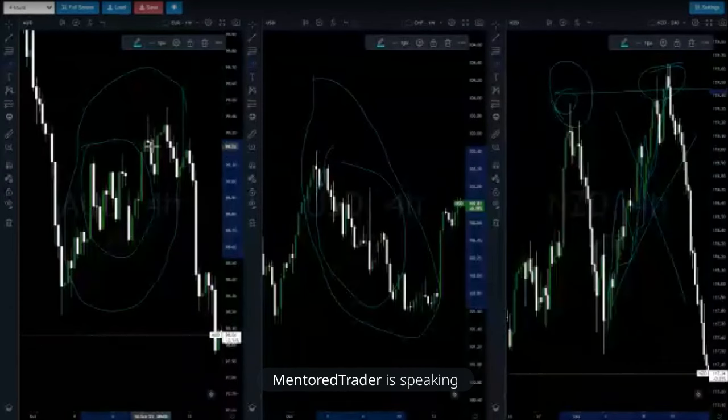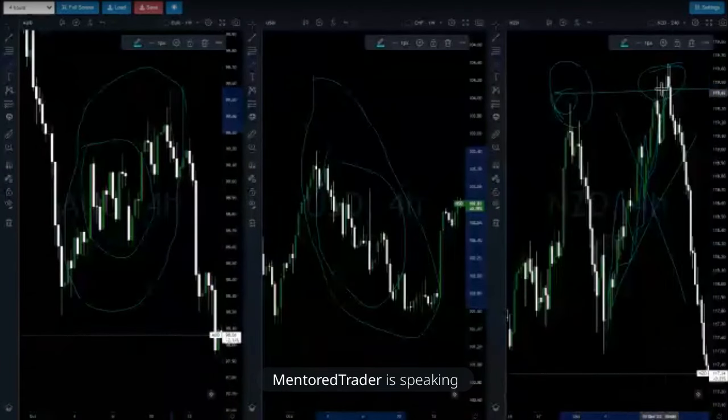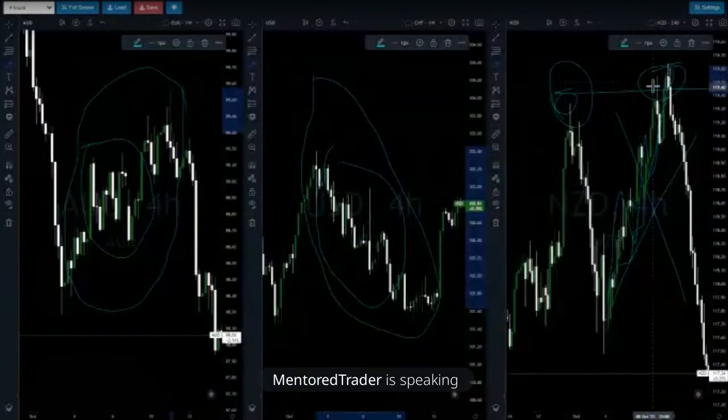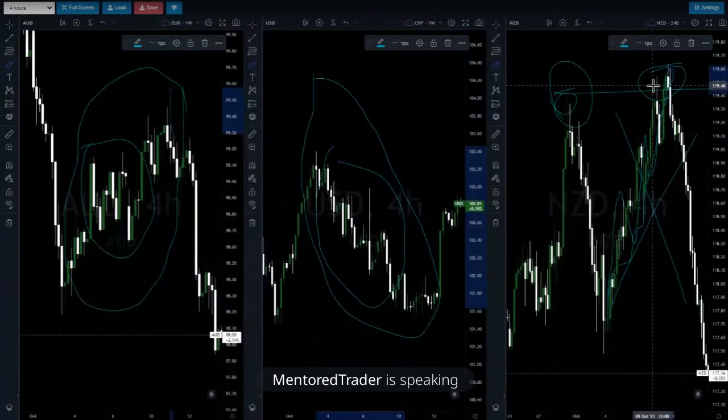This one has been consolidating. It is in a downtrend. So I'm going to sell one. I'm going to sell two against the dollar only. I don't care about gold and silver. That is an analysis of its own.